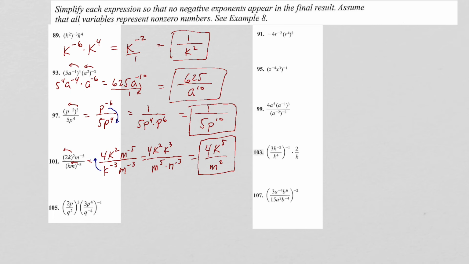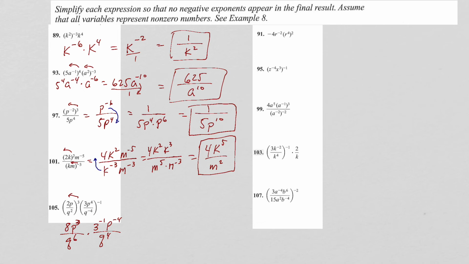All right. We'll bring this in. We're going to have 2 to the 3, which is 8. P to the 3 over q to the 3 times 2 is 6. Times, this is going to be 3 to the negative 1, p to the negative 4 over q to the positive 4. Because negative 4 times negative 1 is positive 4.